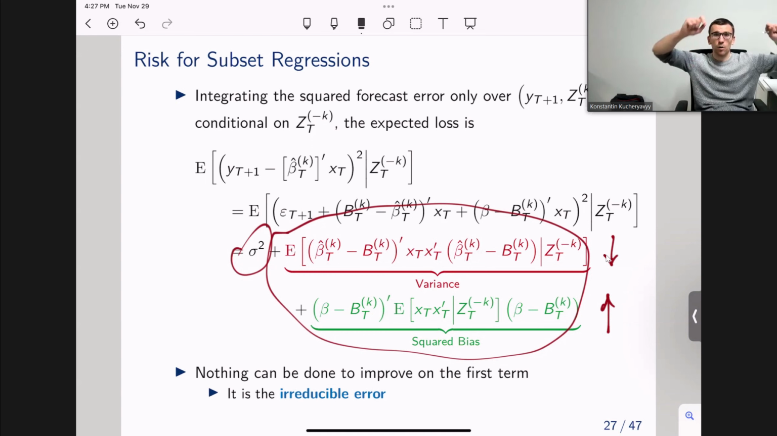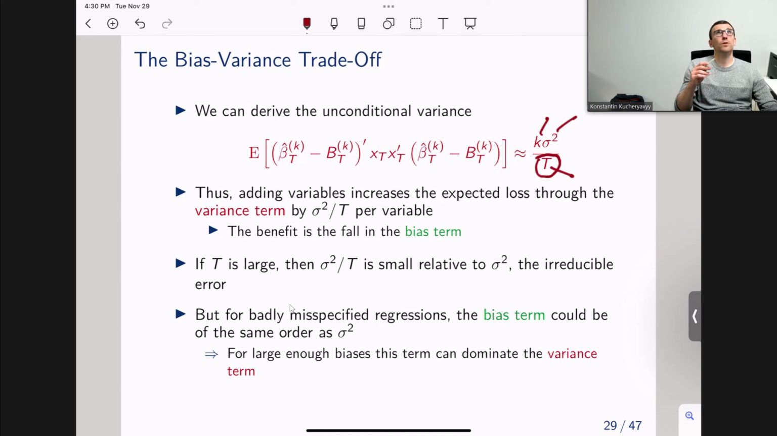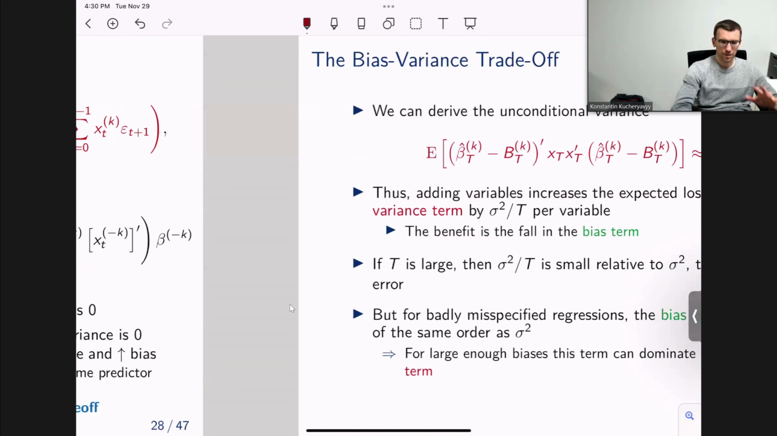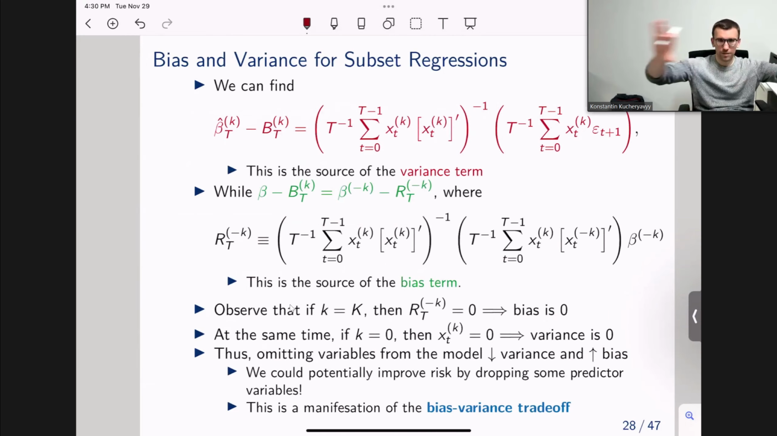Now, we discussed this bias variance trade-off in the context of a quadratic loss. But the same idea applies to any loss function. It's just that it's most cleanly seen on the quadratic loss, when you can mathematically divide things.